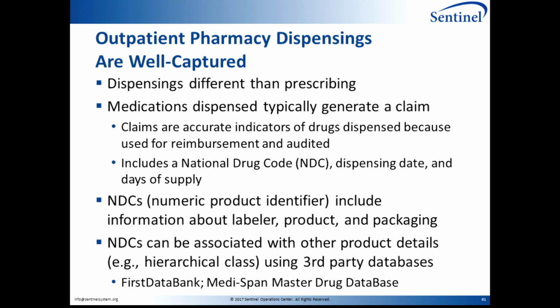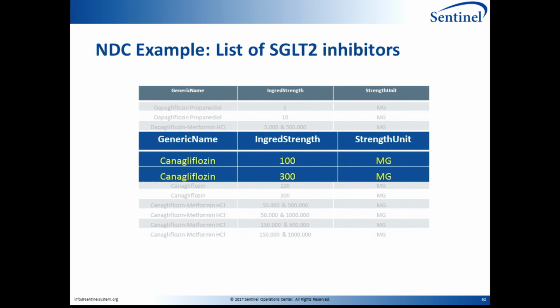So NDCs can be associated with other product details through third-party databases, so First Data Bank, Medispan, Multum, other products that are available that can take those NDC codes and translate them into very highly curated lists of drugs. Because there can be hundreds of NDC codes for metformin, because it's a generic product that many manufacturers make, as well as many wholesalers repackage. So I just want to give a quick example of a list of some NDCs and what you get. You get the generic name, the ingredient strength, and the strength unit. And that's a very important piece, that you get down to the granularity of what the formulation of the product is that's dispensed.